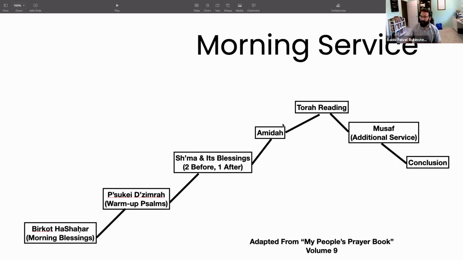We then move into the Amidah, our standing blessings. Then, if it is a Monday, Thursday, Shabbat, or holiday, we add in a Torah reading. And then if it's a Shabbat or a holiday, we add in Musaf, our additional service. And then we have a little bit of a conclusion. And this is just your very standard arc of service. Weekday, Shabbat, holiday, doesn't matter, all falls into roughly this same arc.